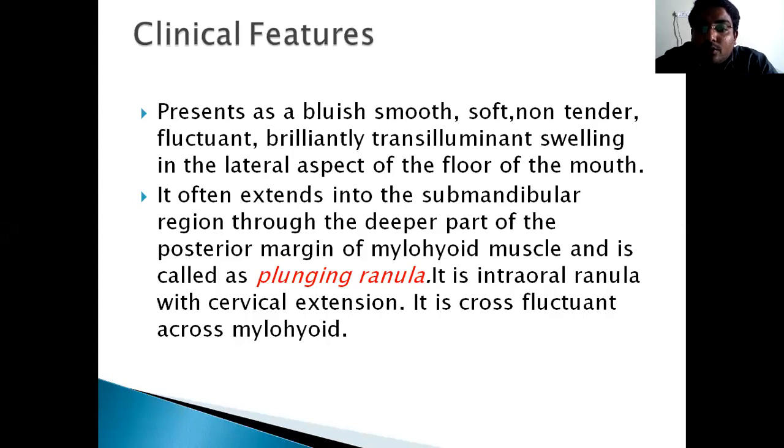It often extends into the submandibular region through the deeper part of the posterior margin of the mylohyoid muscle, and it is called a plunging ranula. It is an intraoral ranula with cervical extension, cross-fluctuant across the mylohyoid muscle. What are the clinical features? It is bluish, smooth, soft, non-tender, fluctuant and brilliantly trans-illuminant.